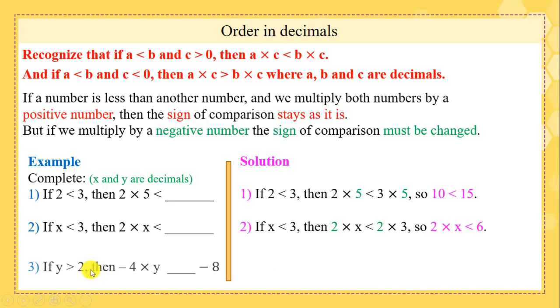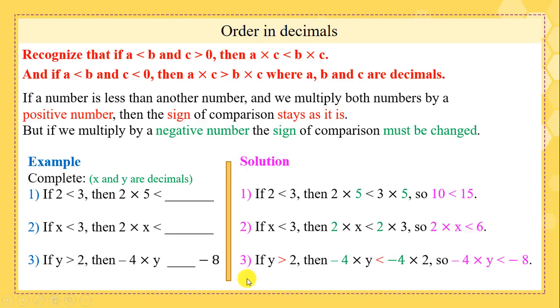Part 3. If y greater than 2, then minus 4 times y is greater than or less than minus 8? So, if y is greater than 2 and we have minus 4 times y, we multiplied y by minus 4, so we must multiply 2 by minus 4. Then we will have minus 4 times y and minus 4 times 2. And since minus 4 is a negative number, we must change the sign of comparison from greater than to less than.